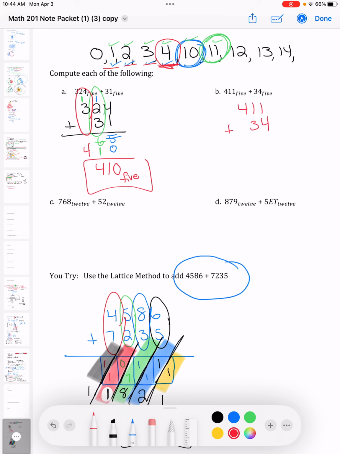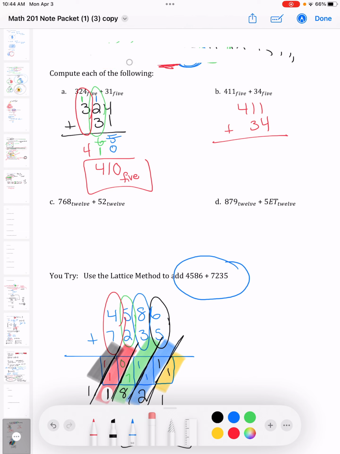Right, I've got one for you guys to try over here. I'll go ahead and set it up with that vertical. See if you can hit pause and give this one a shot. All right, let's see how you did with this one.